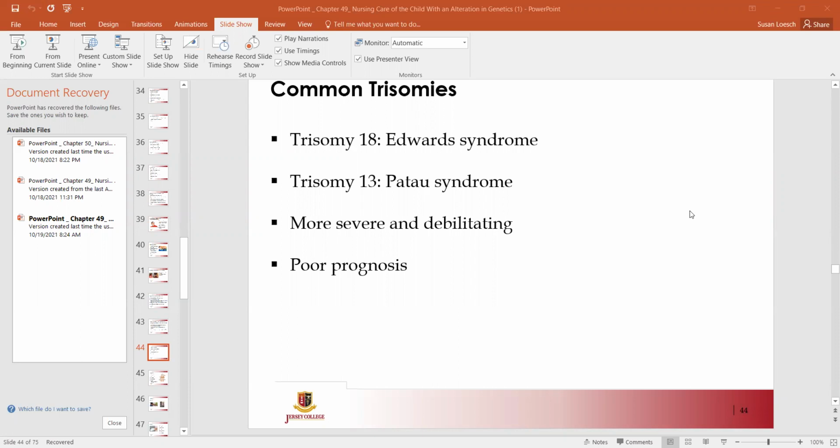Okay, both are associated with characteristic sets of anomalies and severe intellectual disabilities. The prognosis for trisomy 18 and 13 is usually very poor. These children don't usually survive beyond the first year of life. There's no cure for trisomy 18 or 13, and therapeutic management is focused on managing the congenital anomalies and health issues associated with the disorders.